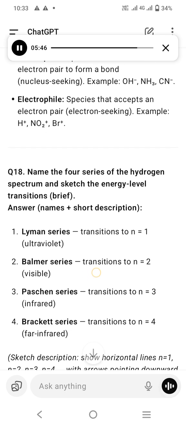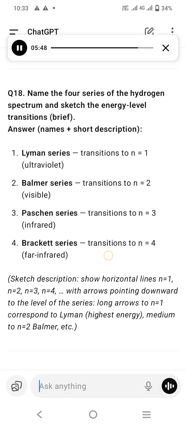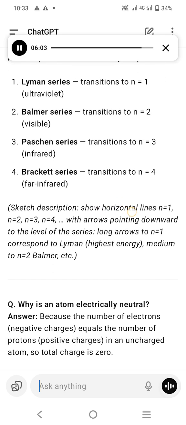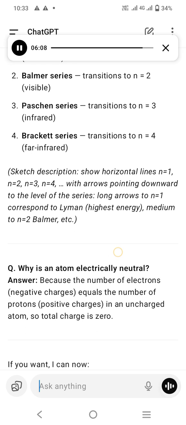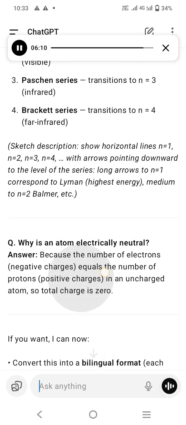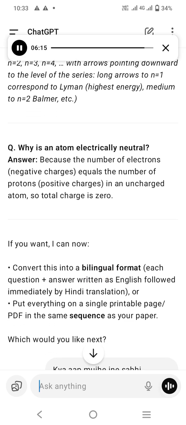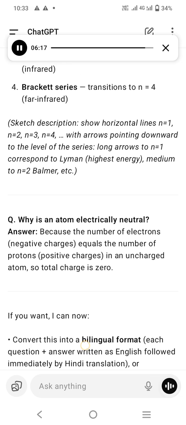Q18. Name the 4 series of the hydrogen spectrum and sketch the energy level transitions briefly. Answer. Name and short description. 1. Lyman series, transitions to n equals 1, ultraviolet. 2. Balmer series, transitions to n equals 2, visible. 3. Paschen series, transitions to n equals 3, infrared. 4. Brackett series, transitions to n equals 4, far infrared. Sketch description. Show horizontal lines n equals 1, n equals 2, n equals 3, n equals 4, with arrows pointing downward to the level of the series. Long arrows to n equals 1 correspond to Lyman, highest energy, medium to n equals 2 Balmer, etc.